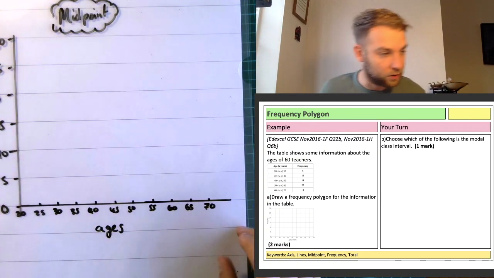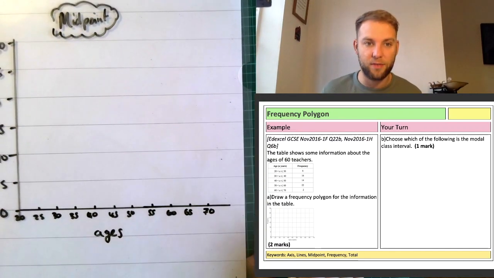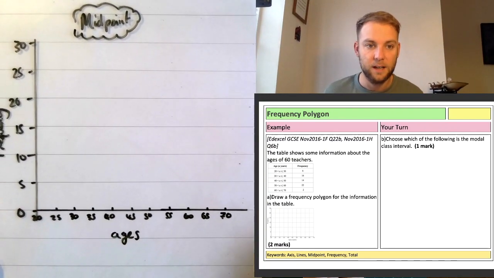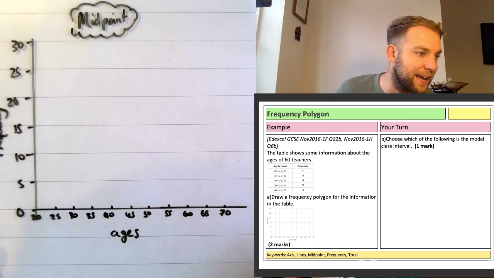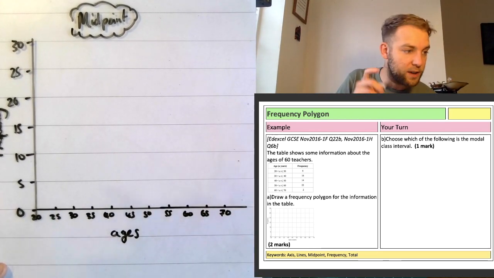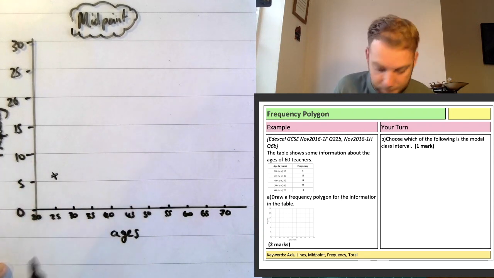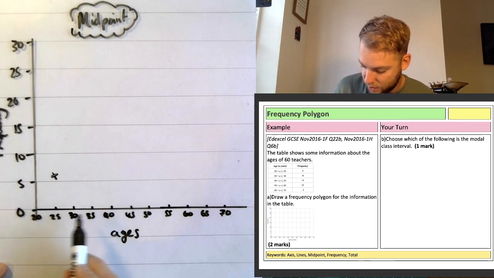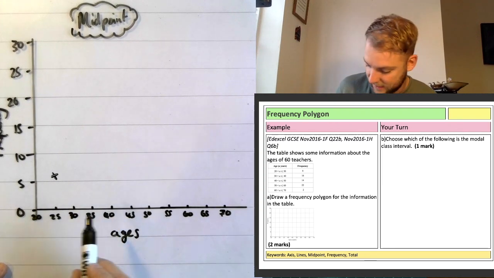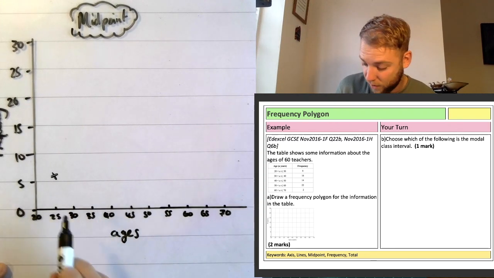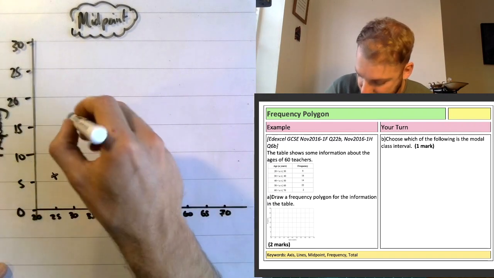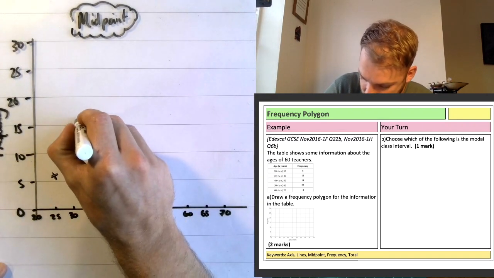Okay, so the first one, between 20 and 30, I'm all over the place. Between 20 and 30 is 6. So the midpoint is 25, up 6, so 25, 6, which is there. The next one between 30 and 40 is 16. So between 30 and 40 is 35, and then up to 16, which is there, like so.